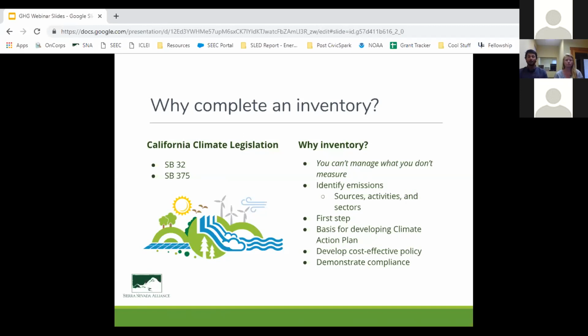And then tying back, doing these inventories does demonstrate compliance. It shows the rest of California and the communities around you that you are sticking to SB 32 and those emissions reduction goals. So those are some of the reasons why we think that you should be inventorying.